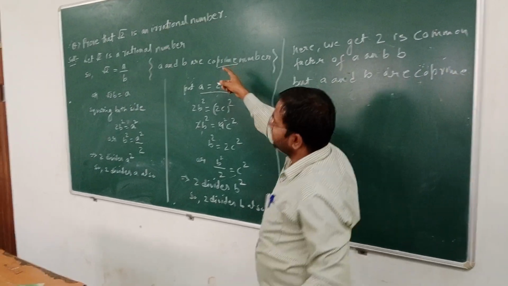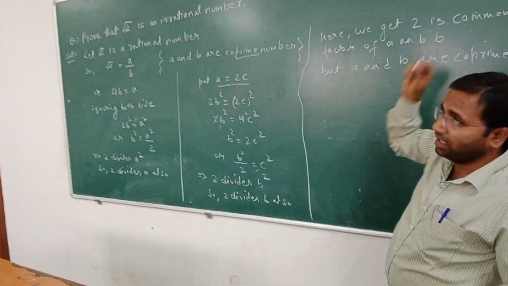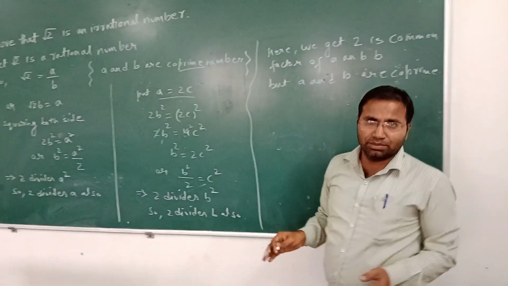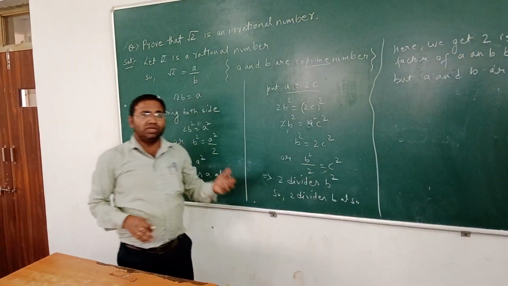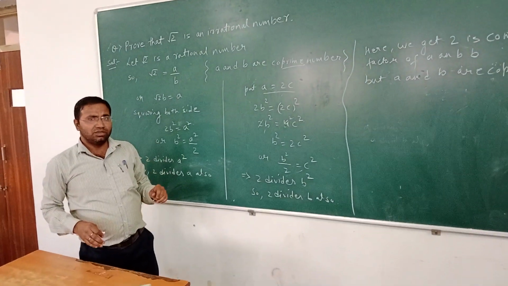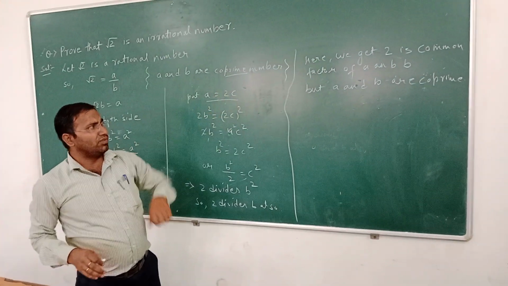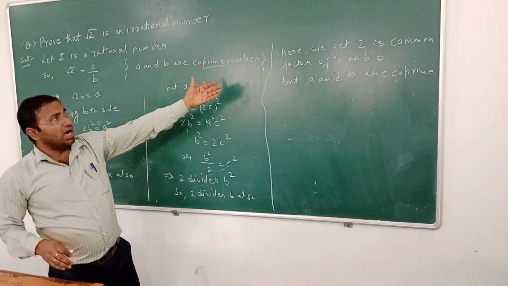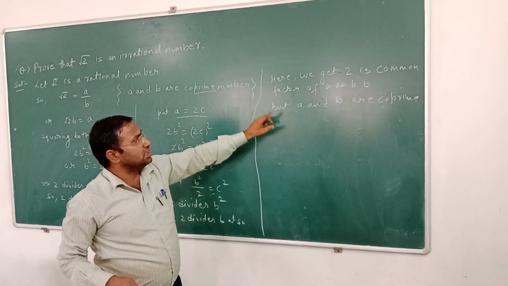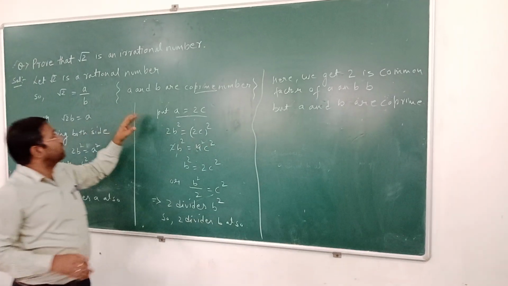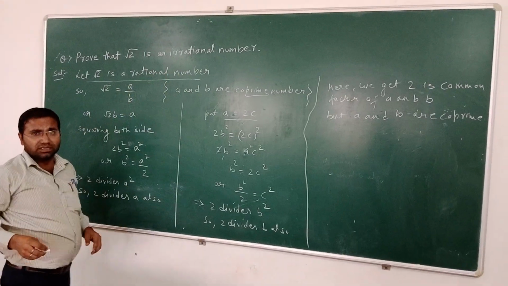See, here we have written a and b are co-prime, but we are getting 2 as a common factor of a and b. It is not possible. If a and b are co-prime, then we get only one common factor, not another number. But here we are getting 2 as a common factor. So why is this situation arising? This situation is arising because of our incorrect assumption.